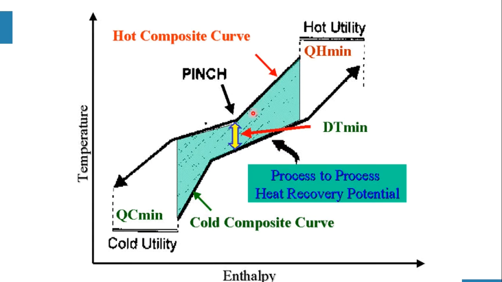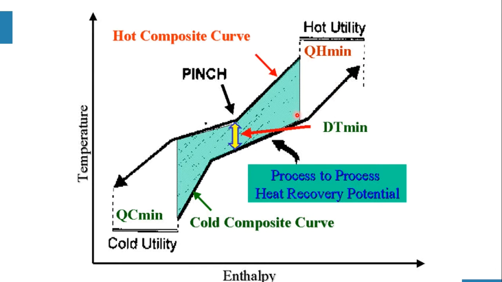For example, as you can see, this line is presented like this, then it turned this way, and then it turned this way. It shows it is not one stream, it contains more than one stream, and these are aligned in this way. Similarly, the cold streams are aligned in this way, and how these are aligned we will learn today. And this region, from this end to this end, shows the heat recovery region, or the process to process heat recovery potential of this system.